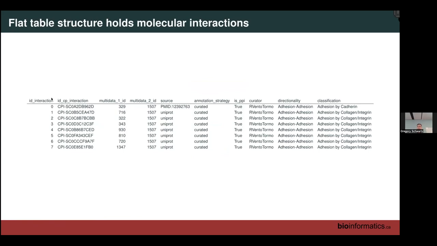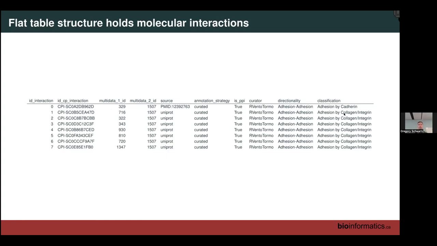So what does this database look like? Well, it comes in the form of several different spreadsheets. For example, here's the interaction spreadsheet, where it will have the numerical or string-based ID of that interaction. It will have the sender molecule and the receiver molecule, which are, again, IDs, along with the source, so what data set it came from, UniProt, or maybe some publication. It says whether it was manually curated or not, and whether it's a protein-protein interaction. It also says what kind of communication it is, for example, adhesion by collagen.